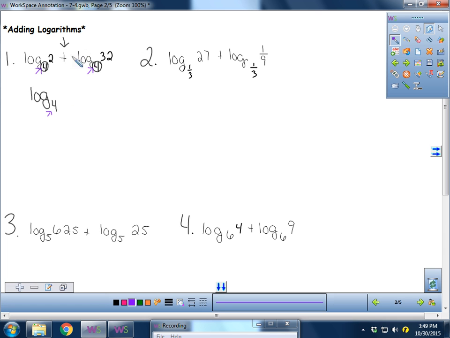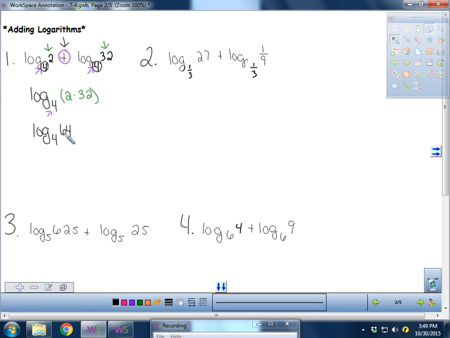Now, when you are adding, you take a look at the two numbers in your log, the 2 and the 32. You are going to multiply them, so you have 2 times 32. When you add two logs that have the same base, you multiply these two numbers. So when you add, you multiply. So I get log base 4 of 2 times 32, which is 64.